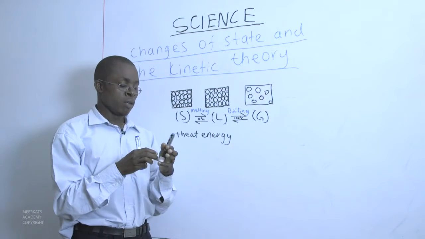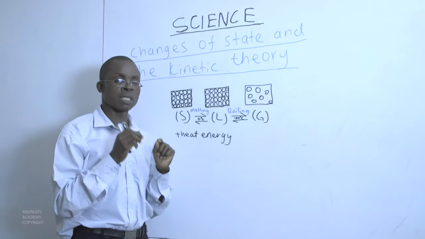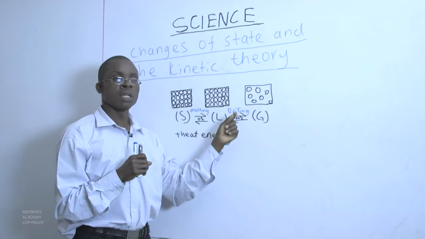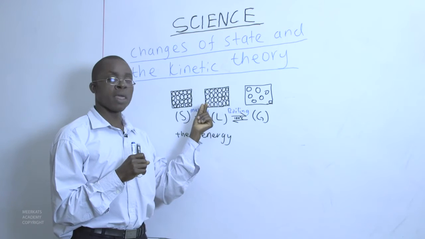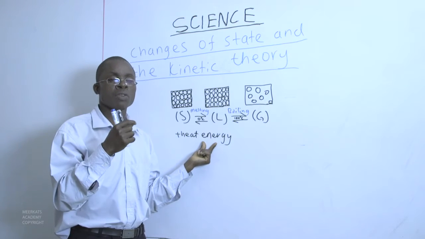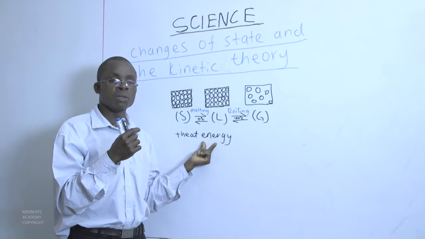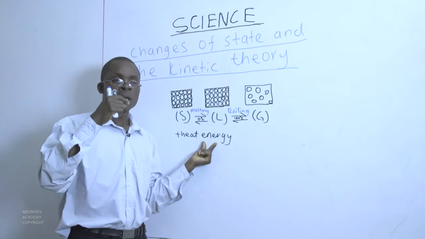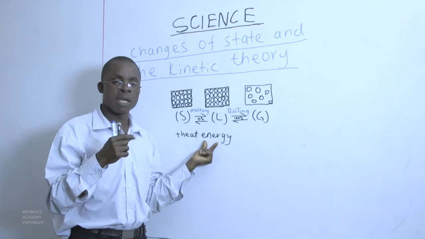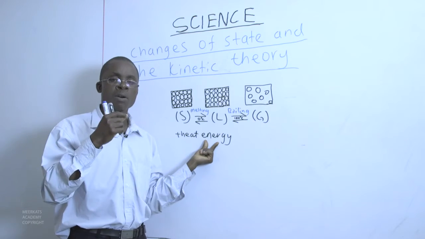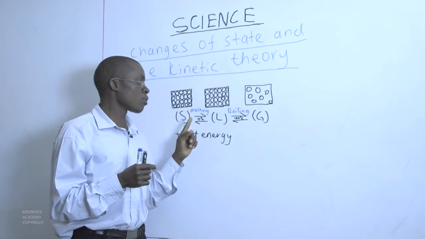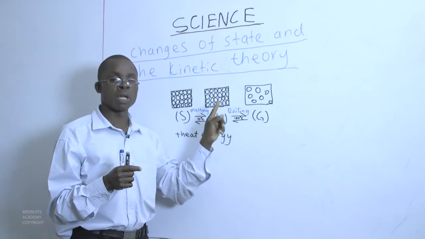So in summary, you have to be very careful in linking these aspects. One, change of state. Change of state comes in because of change in the amount of energy. And change in the amount of energy leads to high kinetic energy. And high kinetic energy leads to high rate of movement. And now it is the high rate of movement that leads to change in state. And that is from solid to liquid and liquid to gas.